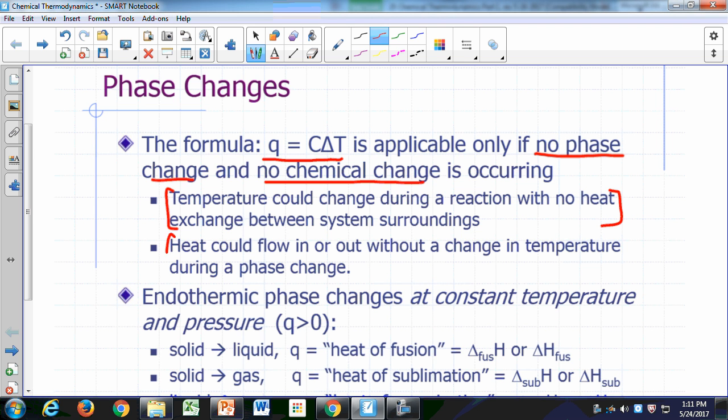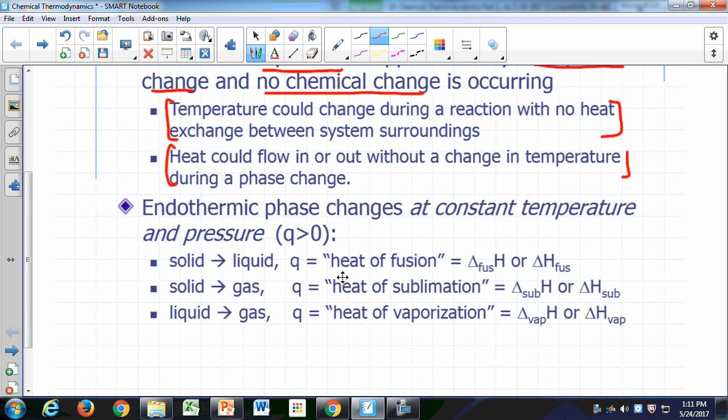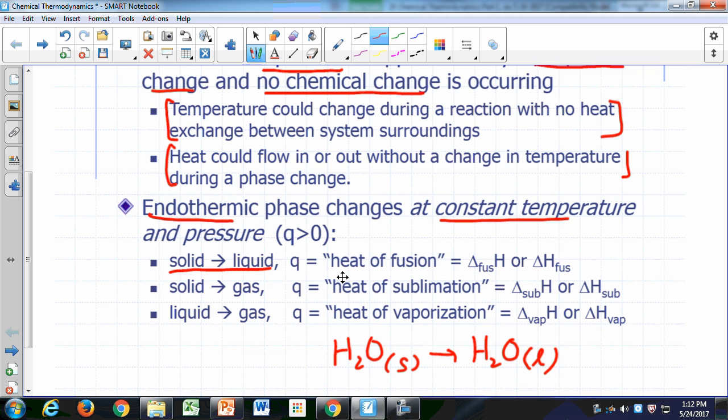Now, heat could also flow in or out without a change in temperature during a phase change. So in this section of the lesson, we're going to focus on phase changes. There are phase changes that are endothermic. These are the ones that involve a flow of heat into the system, even at constant temperature and constant pressure. So for example, the melting of a solid to a liquid at constant temperature and pressure is an endothermic process. Water, for example, can turn from ice to liquid at 0 degrees Celsius at 1 atmosphere pressure. And for that to happen, heat has to flow in from the surroundings.